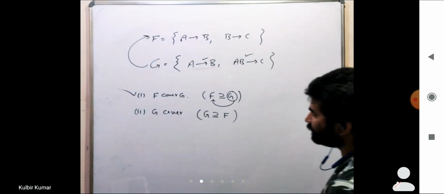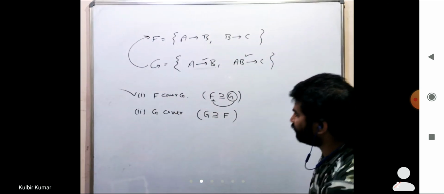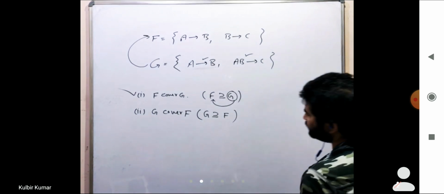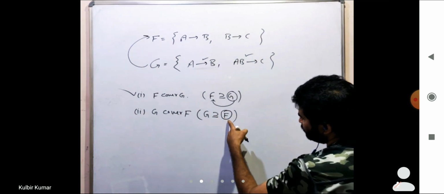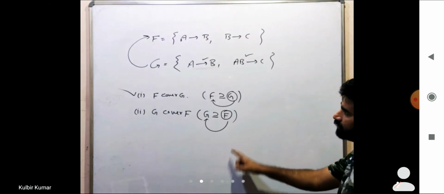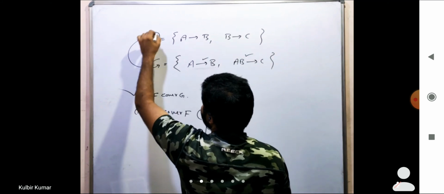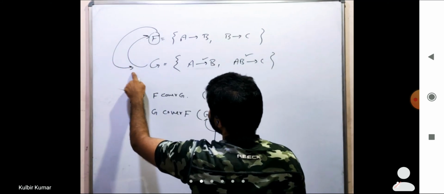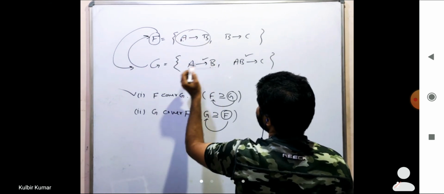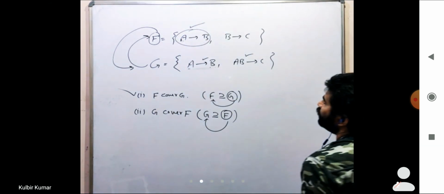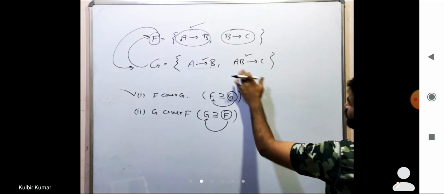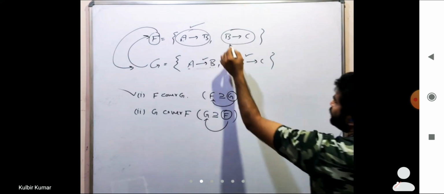Now let's check for the G cover F. G cover F means I will take the functional dependencies of F and I will check that they are implying in G or not. So I will take the functional dependencies of F and I will check in G. So I will take this one firstly. So A goes to B, it is directly seen, so it is implying. What about B goes to C? B goes to C, directly it doesn't seem. So what I will take? I will take the closure of this one.